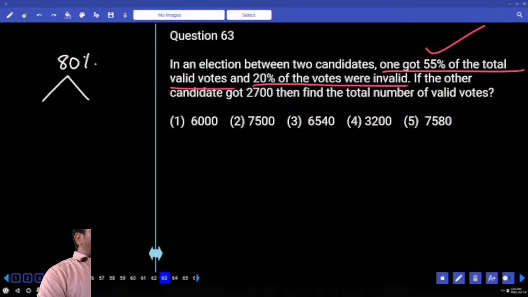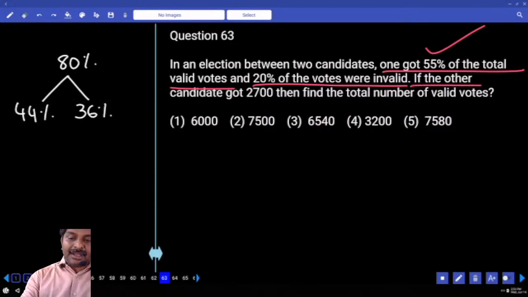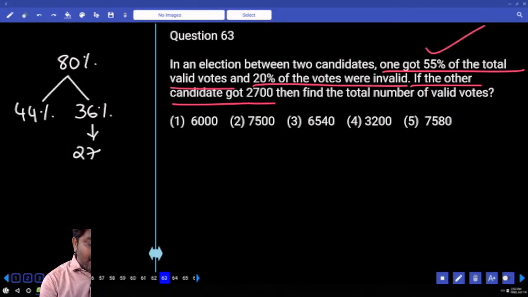Now, 55% calculated on 100% or 80%? Yes. How much is that? 44. How much is remaining? 36%. Right? If the other candidate got 2,700, that means 36% is equal to 2,700 only. Then find the total number of valid votes. We were asked to calculate total number of valid votes, right? Now one thing, you need to calculate what is 44% and add the sum of these two numbers.